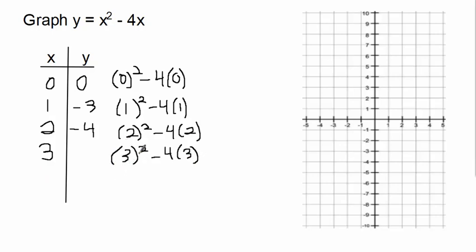Now we have 3 squared is 9. 9 minus 12 is negative 3. Hey, I found that I turned around. So I'm going to keep going in that direction, hoping I can get to 0, plugging in a 4. And this is 16 minus 16, so that is 0. So I've done 5 points. That's not bad. I'm going to go ahead and plot those points. So I have 0, 1 to negative 3, negative 4, negative 3, 0.